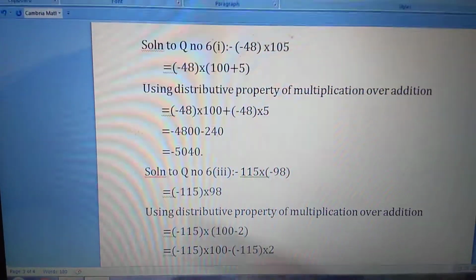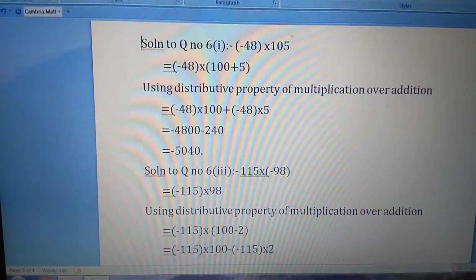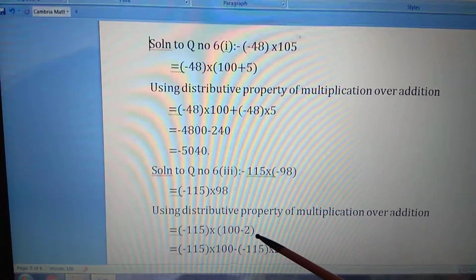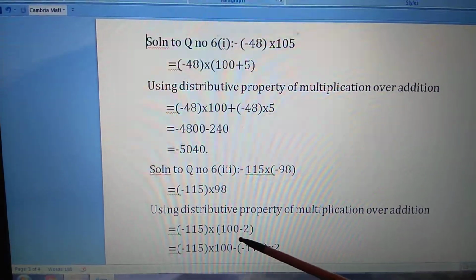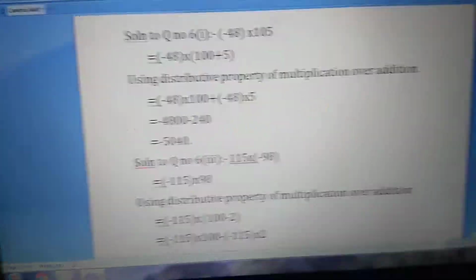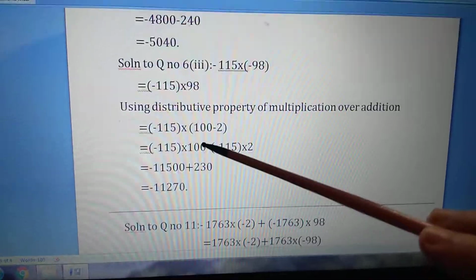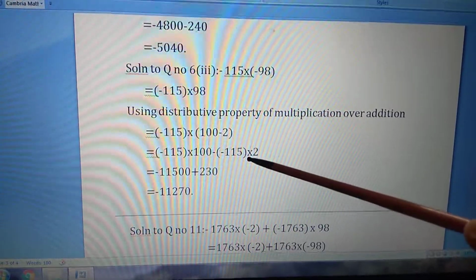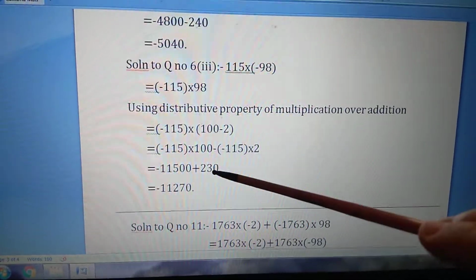Then again we will apply distributive property, but here distribution will apply over the negative sign. That means minus. 98 we have written as 100 minus 2. Okay. Now 115 is being distributed over 100 and minus 2. So what will we get? 115 into 100 minus, since it is distributed over minus, so minus 115 into 2. Multiplying this we have got this result and multiplying this we have got this result.